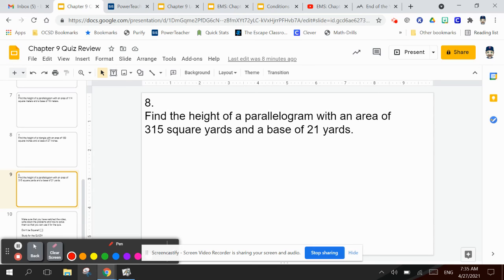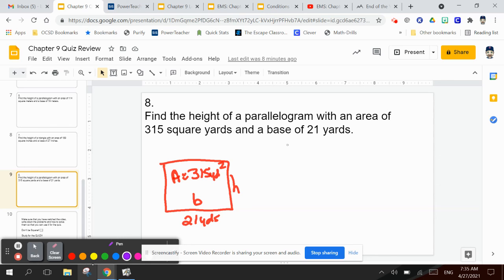Again, find the height of a parallelogram with the area of 315 square yards and a base of 21 yards. So again, here's my parallelogram. Doesn't have to look pretty. My base down below is 21 yards. The area equals 315 yards squared. I want to find the height. So I'm going to use my formula of area equals base times height.